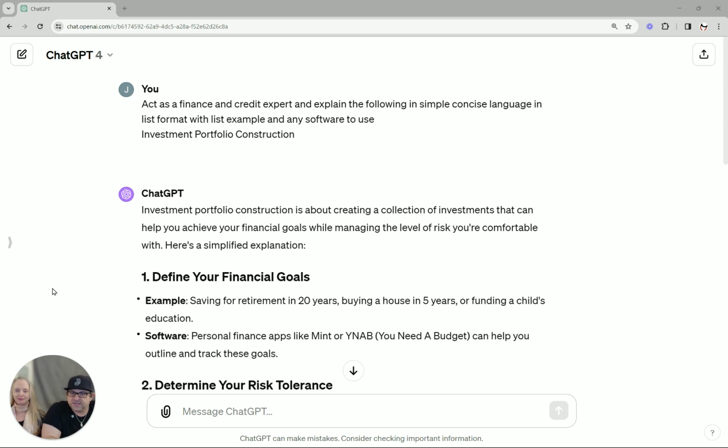So we're going to continue on today with our advanced class. This one's going to be investment portfolio construction. ChatGPT gave me a whole gobbledygook of stuff, and I redid it to make it more simple for you to understand. Some of you may know how to do investments. Investment portfolio construction is about creating a collection of investments that can help you achieve your financial goals while managing the level of risk that you're comfortable with. We're going to go into some examples here for you.